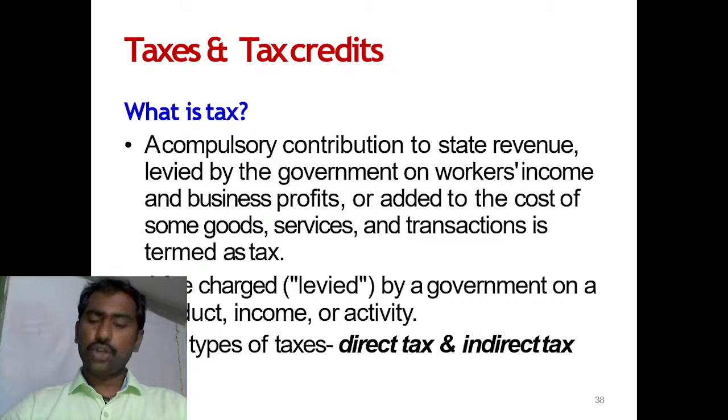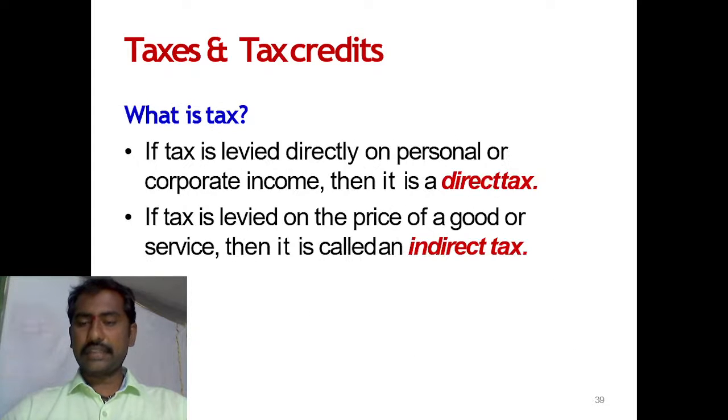So we have two types of taxes. What are those two types? Direct tax and indirect tax. If tax is levied directly on personal or corporate income, then it is a direct tax. That means you pay the tax because of your income. Suppose you are getting 1 lakh per annum, then definitely you must be a taxpayer. For your income only, you pay the tax. That is called direct tax.